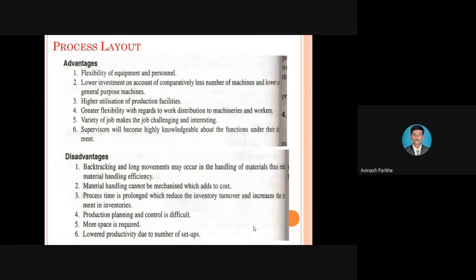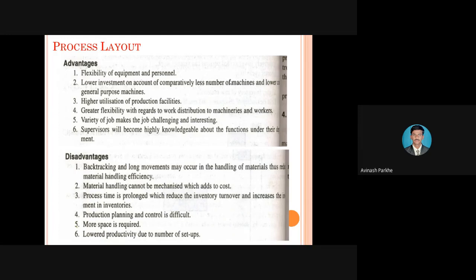Then we'll discuss the advantages and the disadvantages. Each and every layout has some advantages and some disadvantages also. So what is the first advantage? You can see the flexibility of equipment and personnel. Whatever equipment is provided, maybe lathe machine, milling machine, grinding machine, welding machine, in that, maximum flexibility is there. There are different types of machines available, different types of grindings, different types of lathes, different types of milling machines. Means flexibility is there. We can use any type of machine at any time.